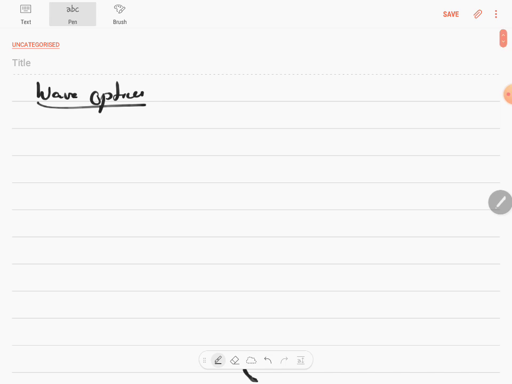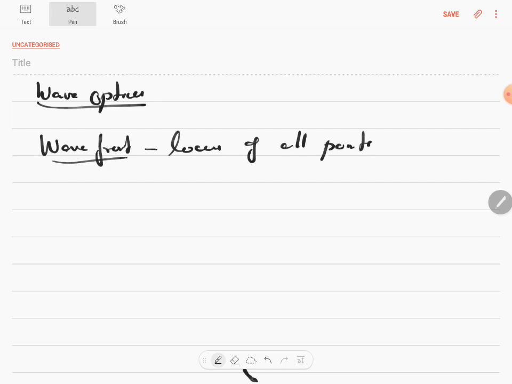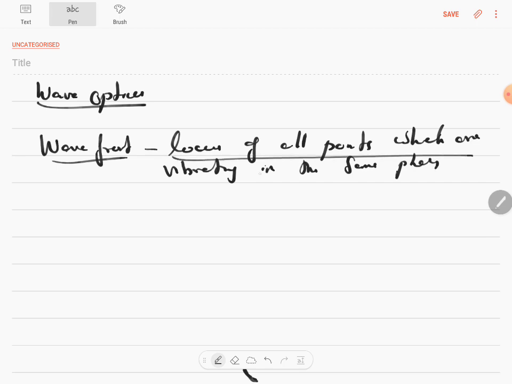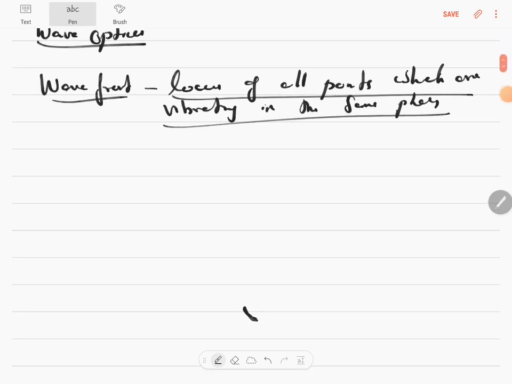Okay, we can talk about what is a wavefront. A wavefront is the locus of all points which are vibrating in the same phase. So that's about wavefront, and what are the different types of wavefront.